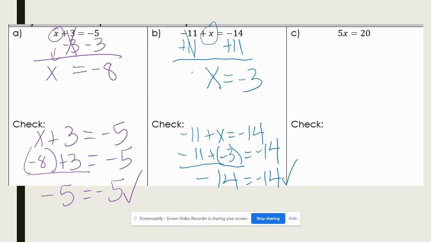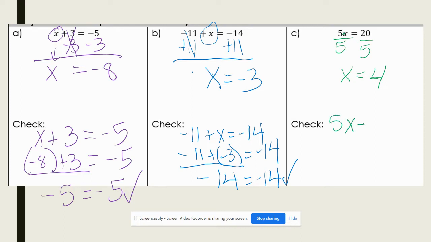Letter C. We have no parentheses. We have no like terms on either side. So we are doing opposite operations at this point. Right now we have 5 times x. Remember, when they're next to each other like this, that means it's multiplication. The opposite of multiplying by 5 is dividing by 5 on both sides. 5 divided by 5 is 1x. You can write the 1, but you don't have to. Equals, and then 20 divided by 5 is 4.